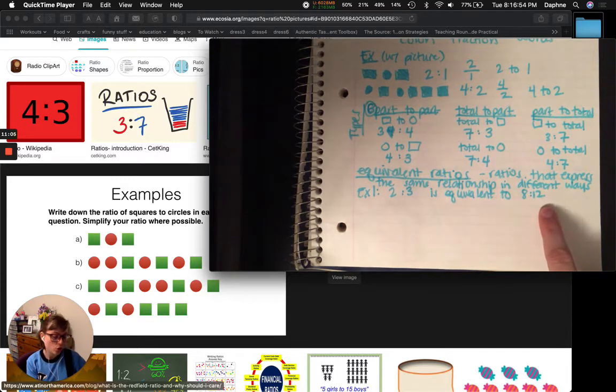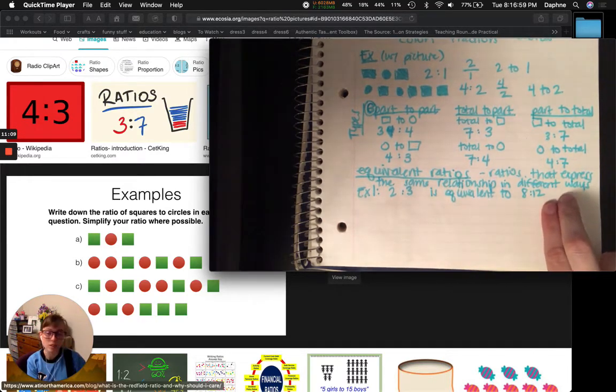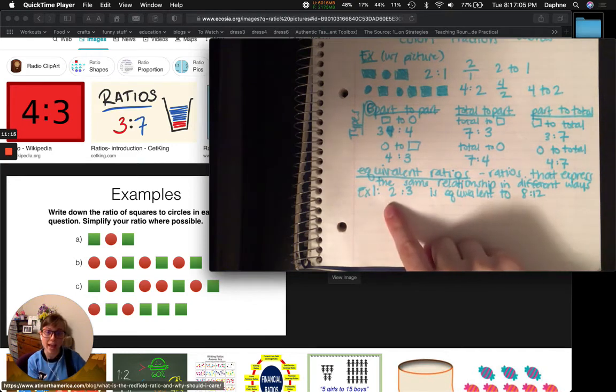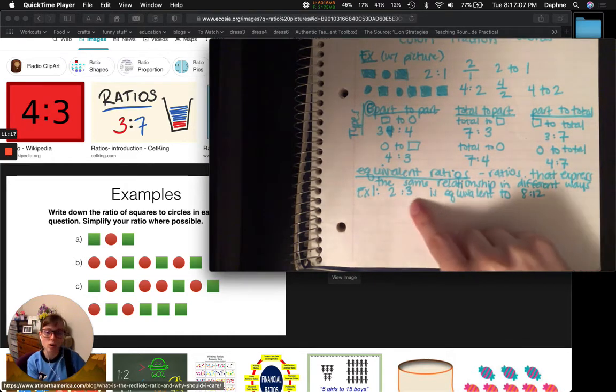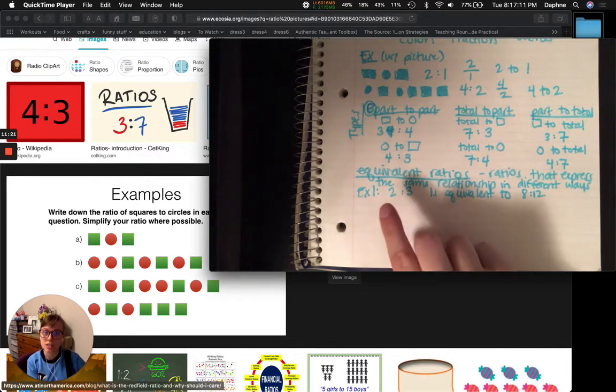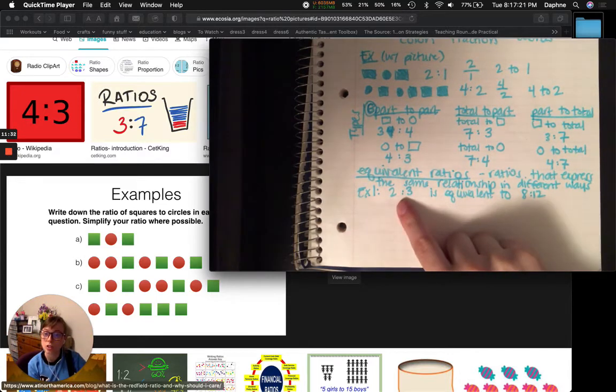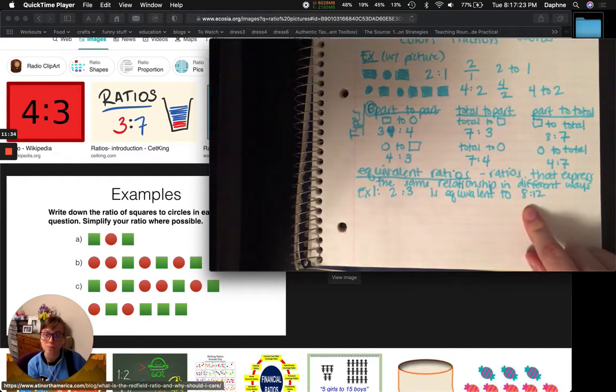12. So if you can multiply by the same scale factor, you're going to be able to get the same equivalent ratio. If I divided 8 by 4, and if I divided 12 by 4, so I divided by the same number, I end up with the same ratio. It's an equivalent ratio. Simplified fractions are equivalent ratios.